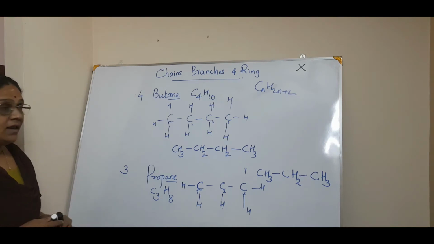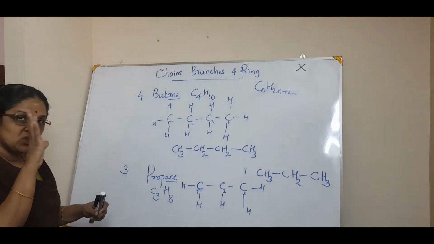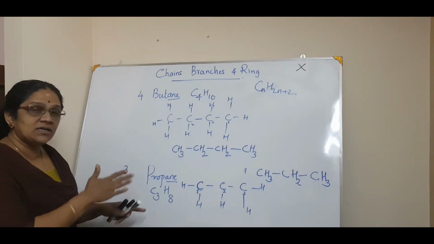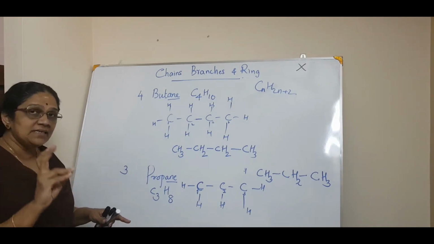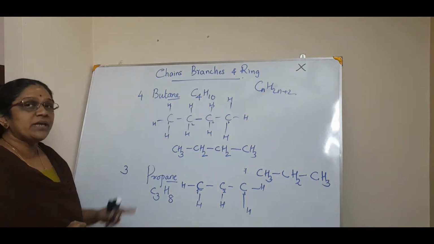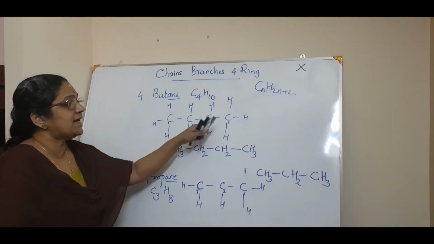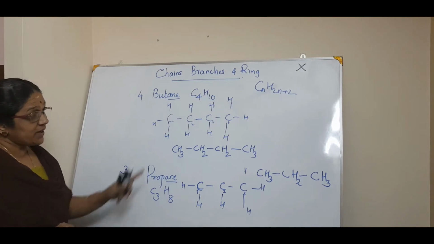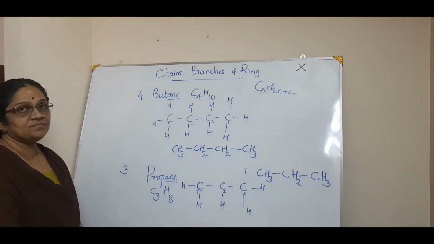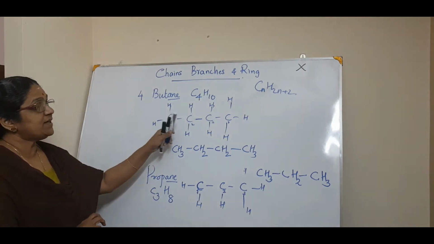Now, till propane, it is okay, because you can't write any other structural formula till propane. That is methane, ethane and propane. But when you see butane, that has 4 carbon atoms, you can change this to a different structure. Got it, what I said? This is butane, that is 4 carbon atoms.